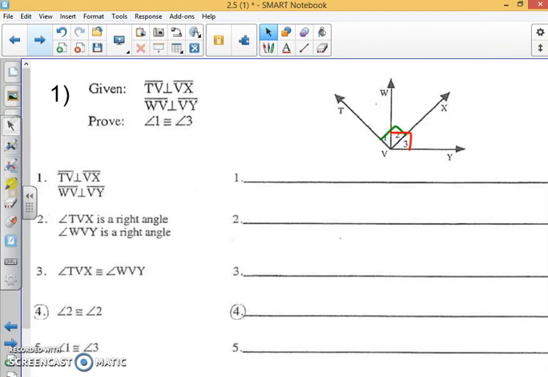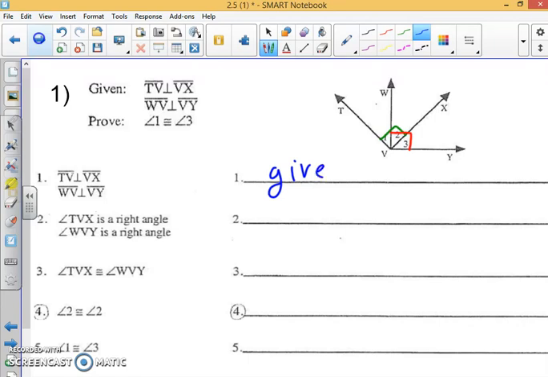Let's get into our proof. We have those pairs of perpendicular segments, that information is given to us. Okay, we have that they're perpendicular. Now we want to say that they are right angles. Our reason is if two segments are perpendicular, then they form right angles.